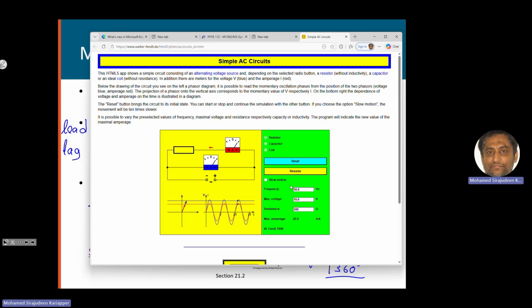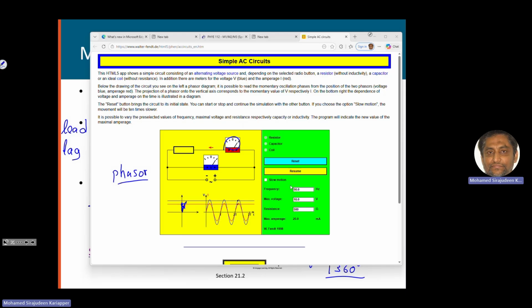So the red one is the, what is the red one? Red one is the current. Okay, red one is the current. So the projection of the current on the y-axis is the instantaneous current at any given moment. We call this arrow the phasor. We'll come back to this again later. So we can represent the instantaneous current at any given time by this arrow.